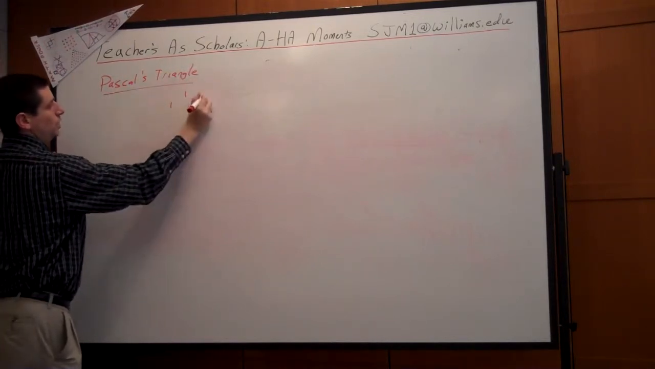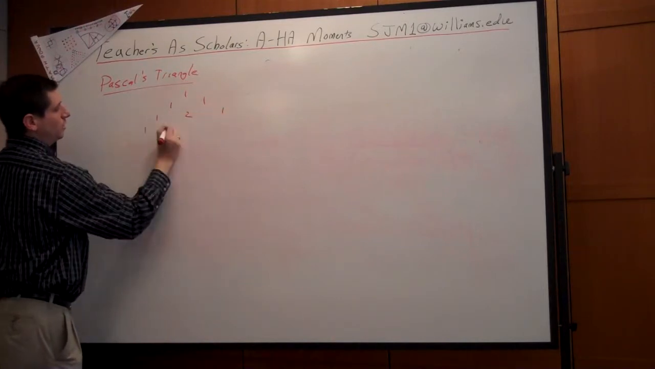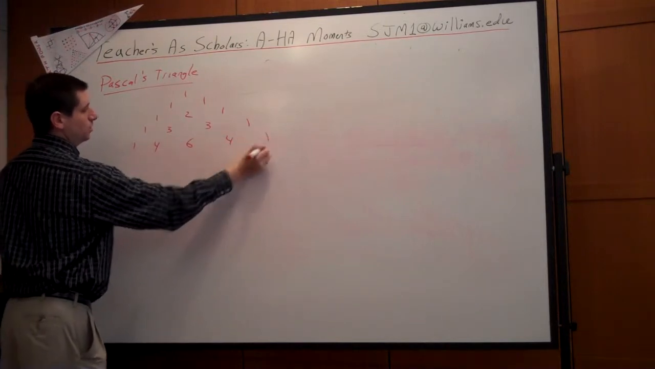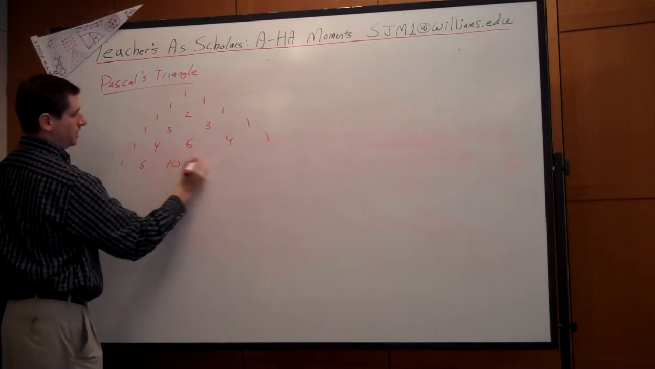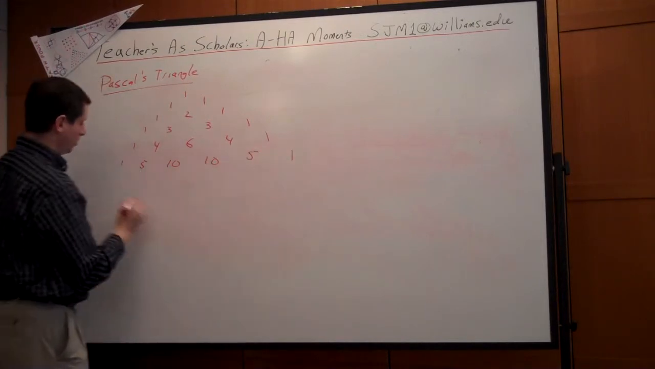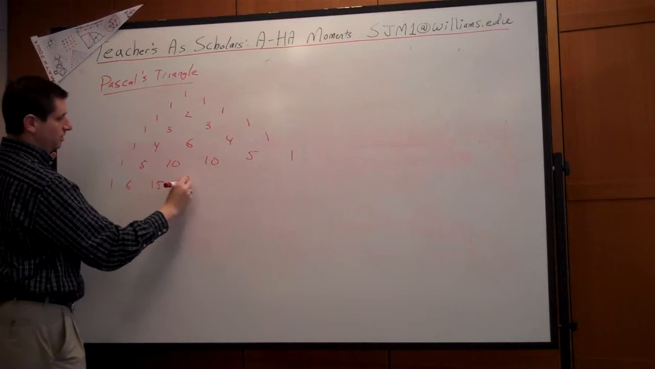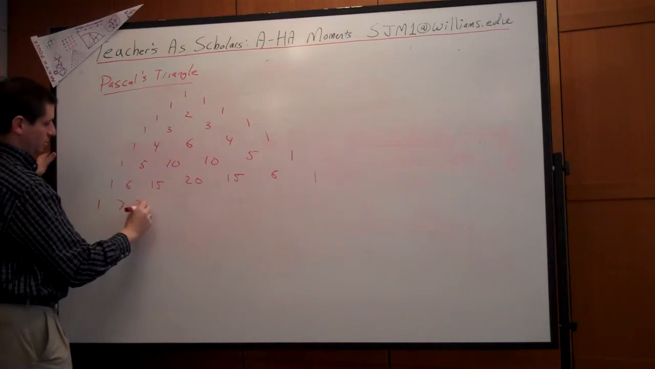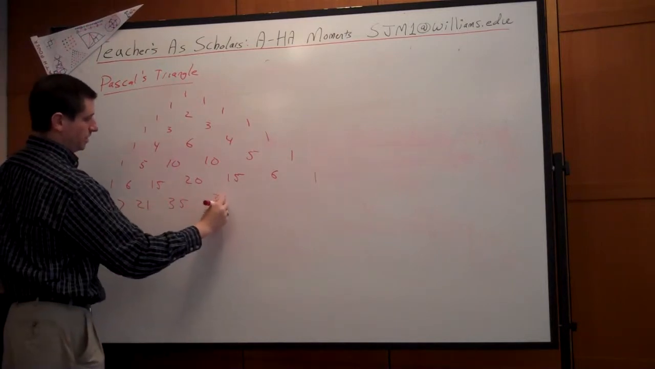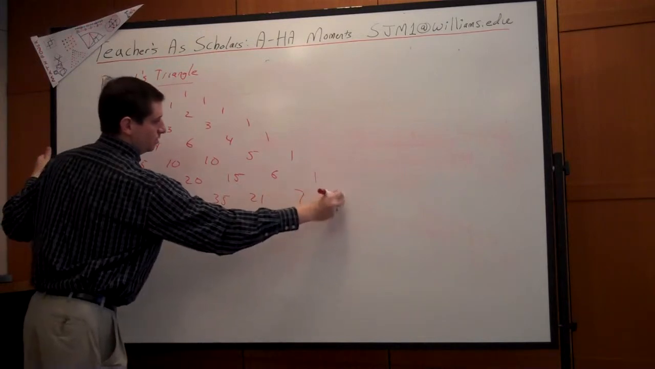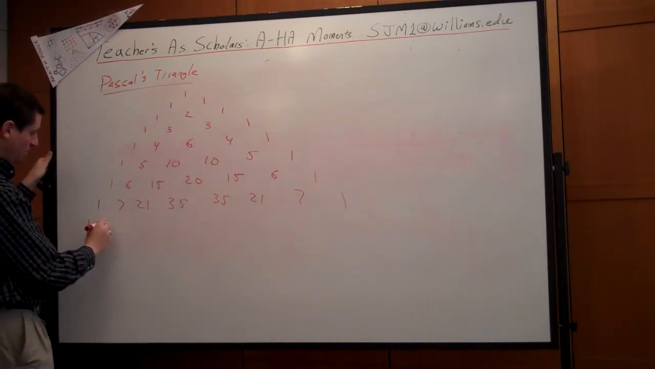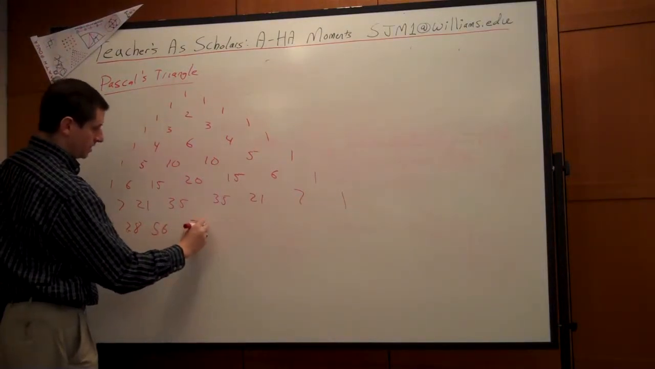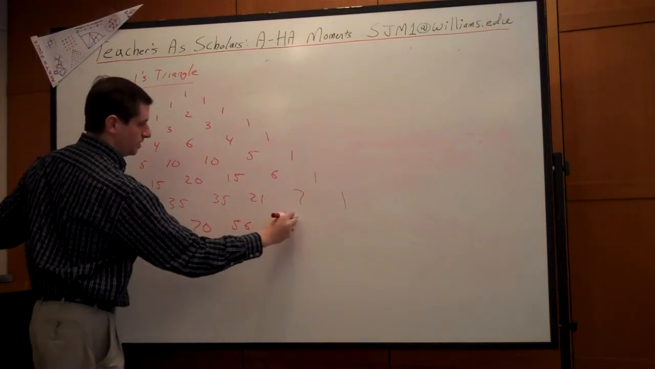So it's 1, 1, 1, 1, 2, 1, 1, 3, 3, 1, 1, 4, 6, 4, 1, 1, 5, 10, 10, 5. Oh, now you see why I wanted to do the movie. 1, 6, 15, 20, 15, 6, 1, 1, 7, 21, 35, 35, 21, 7, 1. And I'm going to say I've run out of room after the next one. 1, 8, 28, 56, 70, 56, 28, 8, 1.